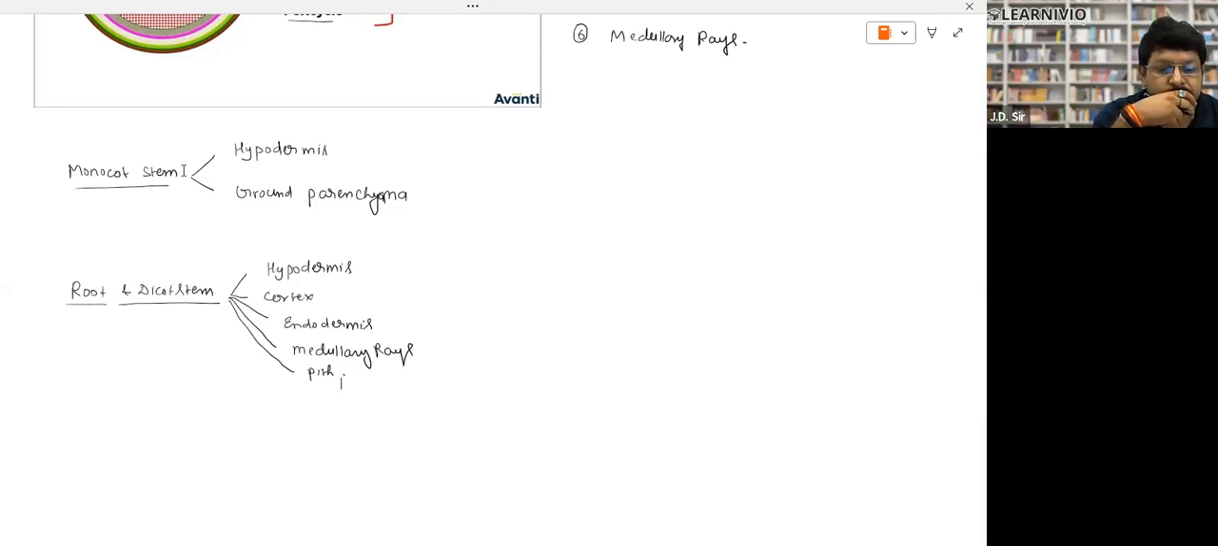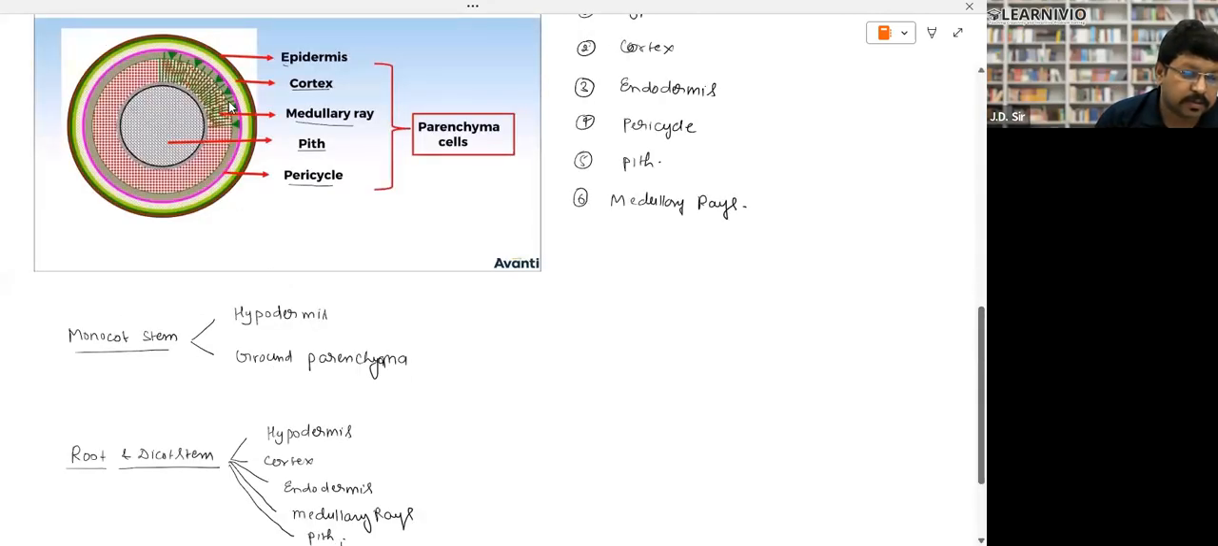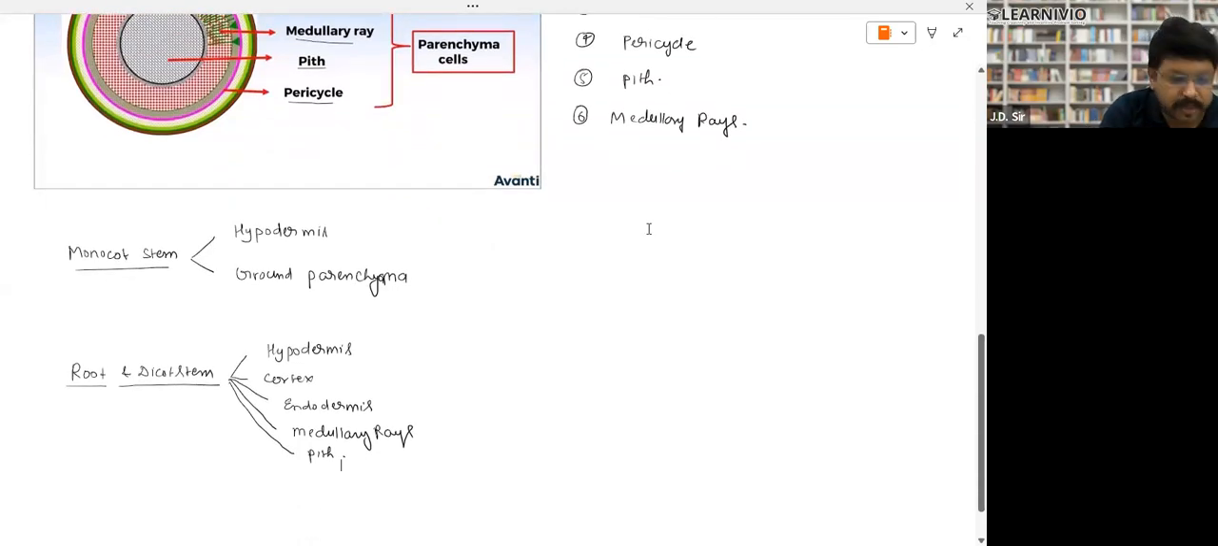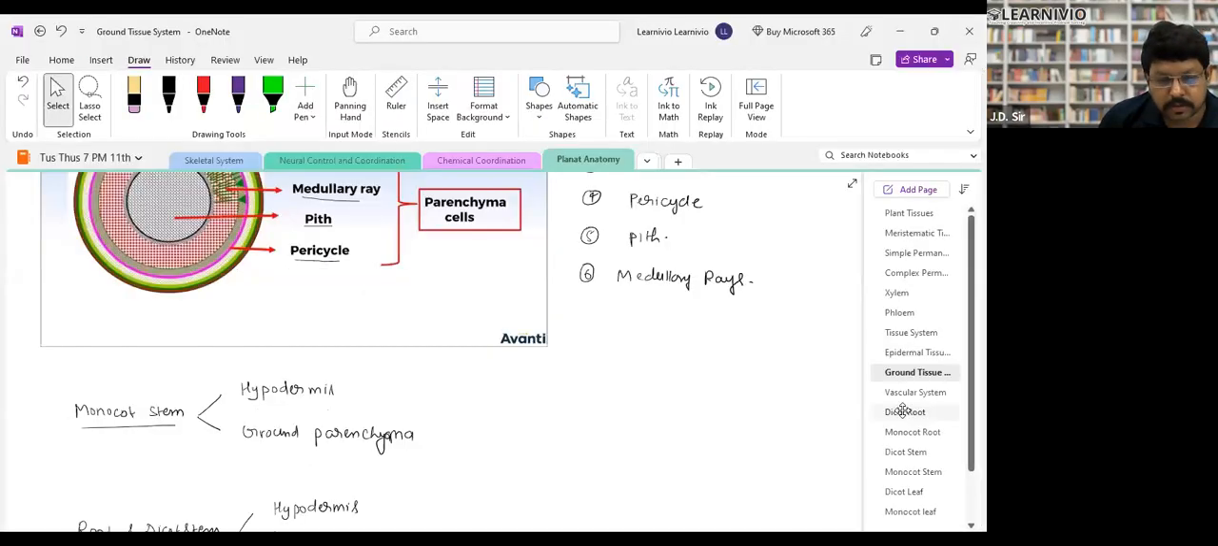So what is the medullary ray? First please note it down, then I'll explain in more detail. We will again study them, but still I'll tell you what those are. Noted? Yes, sir. Okay, look, you have asked, what are the medullary rays?